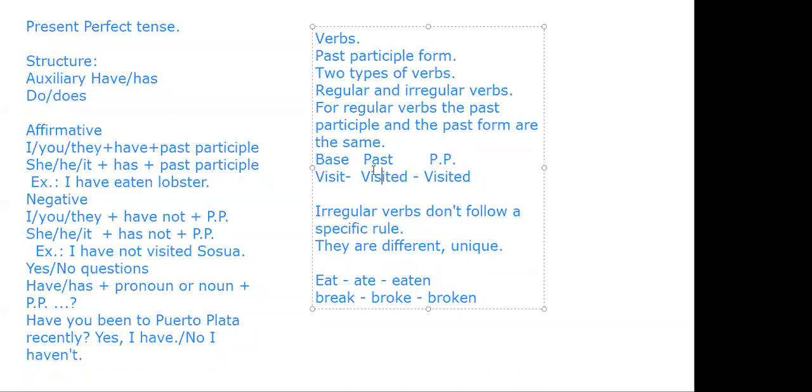So regular verbs don't change. In the past and in the past participle, they are the same. Irregular verbs have their own form, their own structure. They are unique, they are different. So you have to memorize them, okay? So your job is to memorize them.